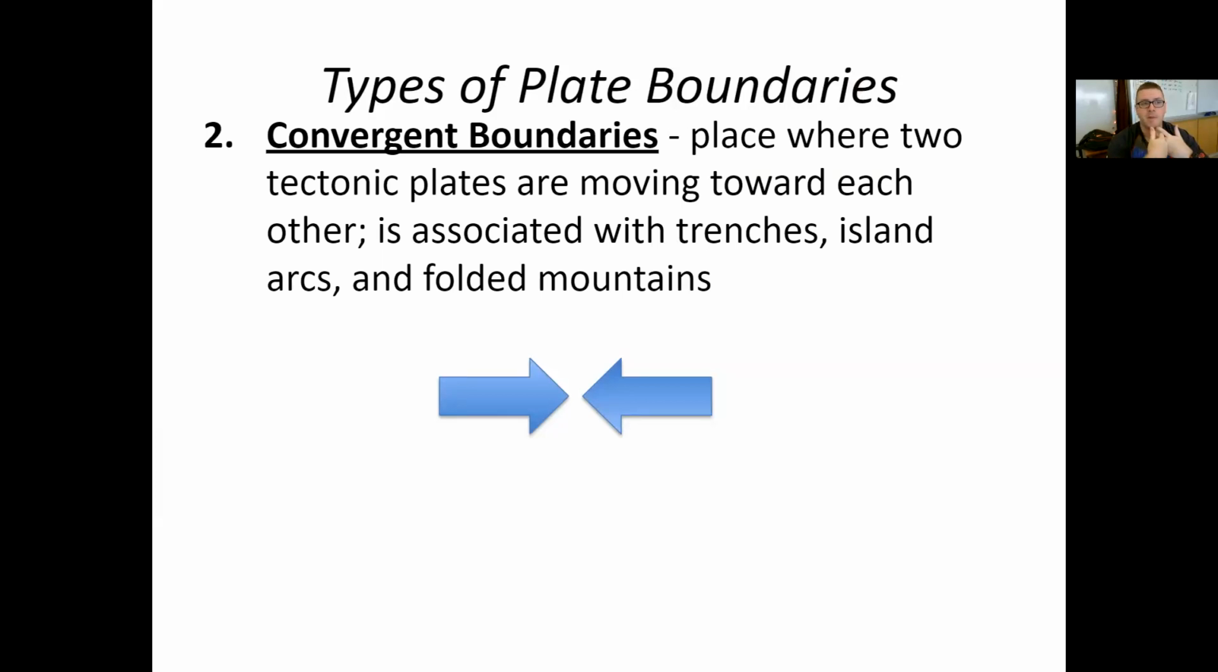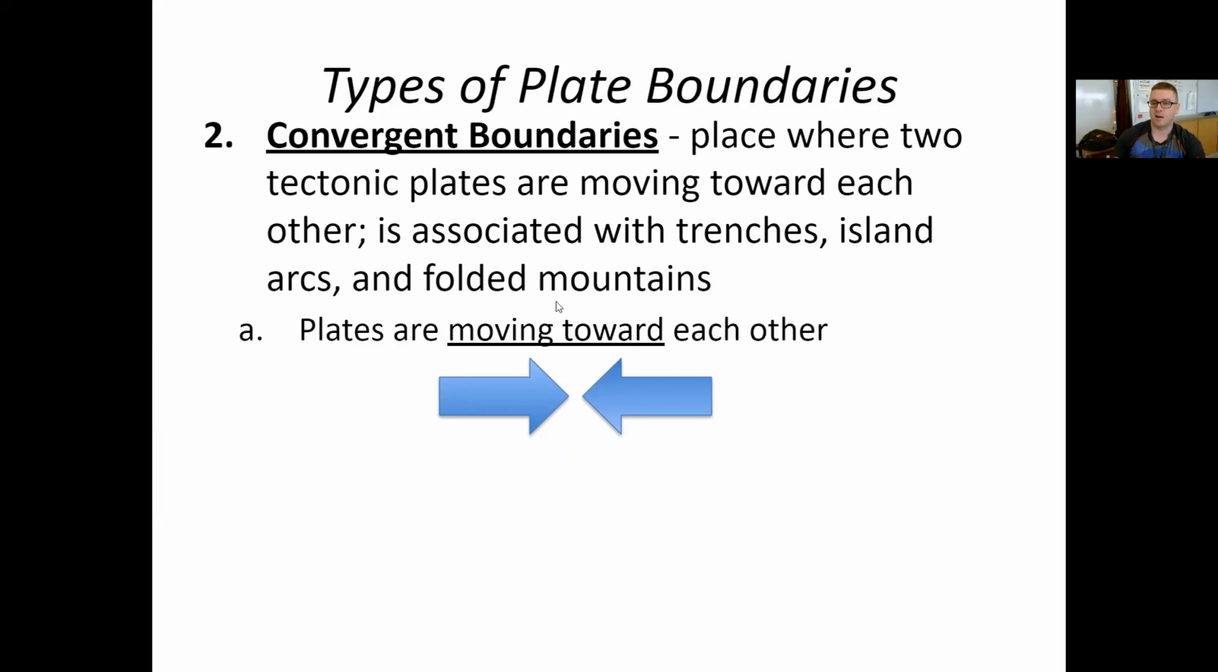This is how you can form mountain ranges hundreds of miles inland, similar to the Sierra Nevada and the Rockies in the United States. Or I believe the Andes Mountains in South America is a really good example of this. Or folded mountains, like when you have the Indian plate colliding with the Eurasian plate, creating some of the tallest mountains in the world, the Himalayas. So that's what we're looking at here for convergent. We have plates moving toward each other.